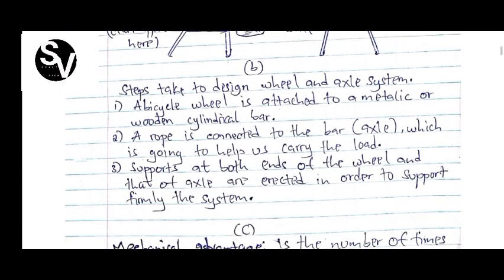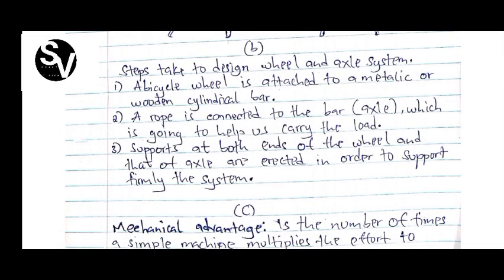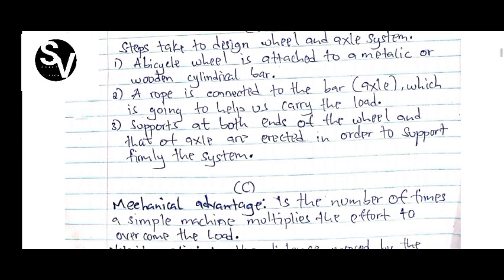Then the steps for designing this, those are the steps. 1, you get a wheel, a bicycle wheel, then attach it to a cylindrical bar, whether wooden or metallic. You get a rope, you connect it to that bar, then you get the rod, put it in the middle, and the system is then firmly erected with poles connected.